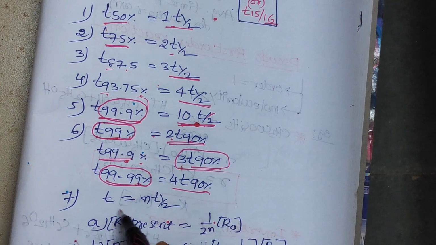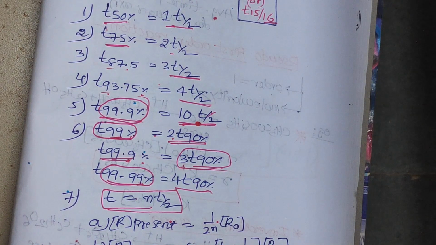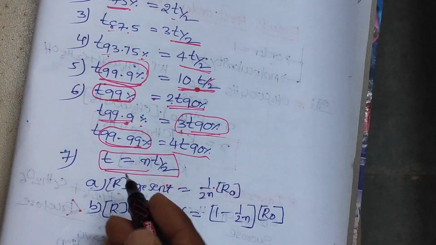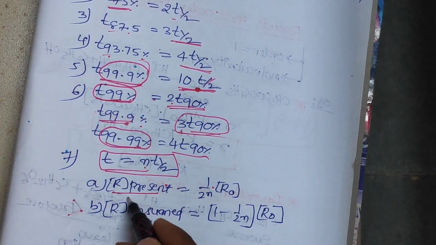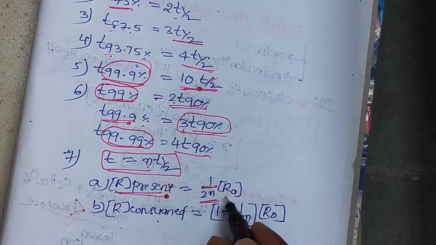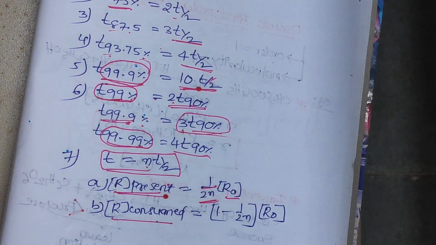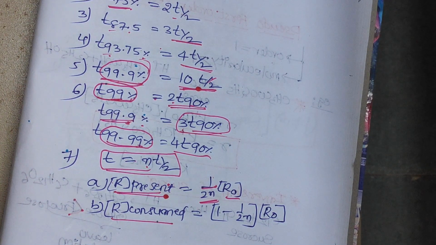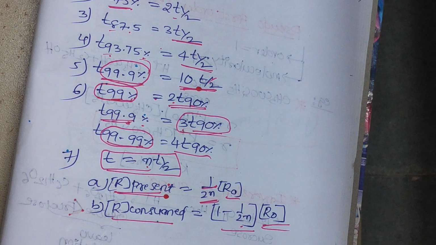If time is equal to n times T off, we don't know the number n. Suppose R is given. If you find out the n value, how can you find out R present? The final concentration present is 1 by 2^n into R naught, where R naught is the initial concentration. You know that. Coming to R consumed, it means R is consumed. How much is consumed? The formula is 1 minus 1 by 2^n into R naught. That is the main answer here. You have to remember it.